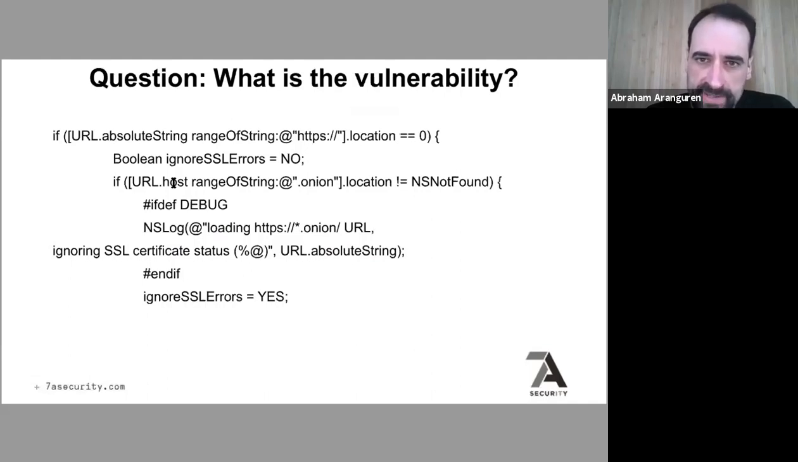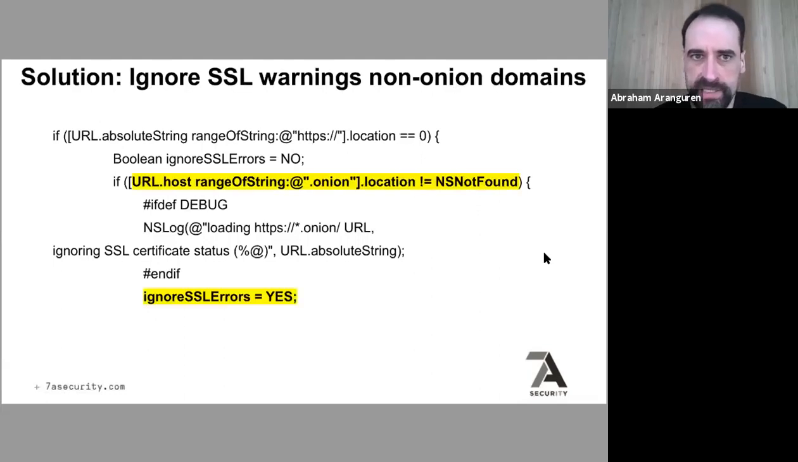It's not really XSS, it's kind of, yeah, can avoid HTTPS. Yeah, you're thinking in the right direction. So it's kind of like that, right? You have here ignore SSL error set to no, but if URL.host range of string contains .onion somewhere, then it will ignore SSL errors.